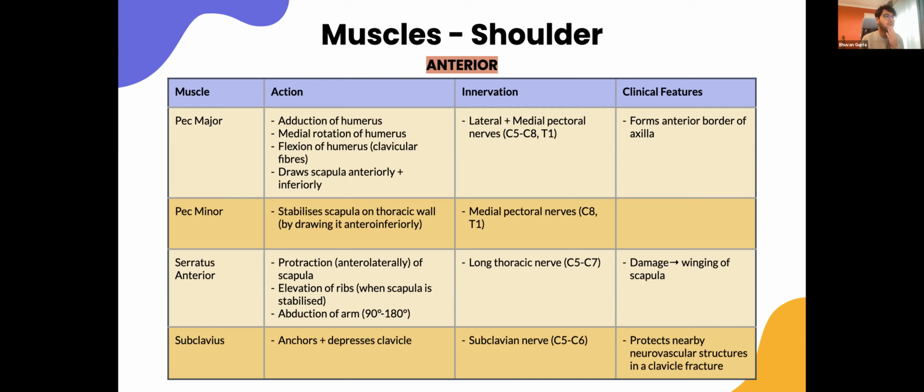The important clinical one here is the serratus anterior, which, as we know, is C5, C6, C7, wings to heaven. And so that's the one that's going to keep our scapula against our ribs as well. And when that muscle isn't acting, we're going to get winging of the scapula. And then the subclavius, not really important, is underneath our clavicle. It also protects nearby neurovascular structures in clavicle fractures.